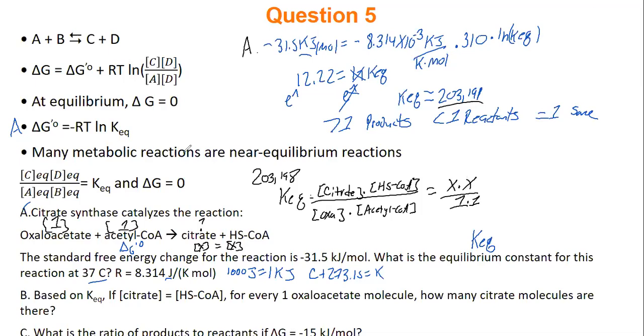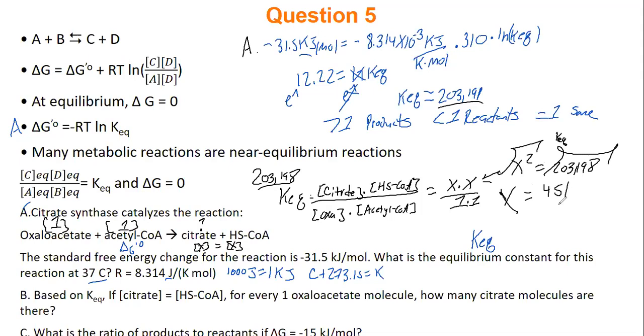Now it's just algebra, and I'm going to simplify it. So x squared, which I got from right here, is equal to KEQ, which we solved in A, 198. Solve for x. X equals, I think roughly, if I did my calculation right, 451.